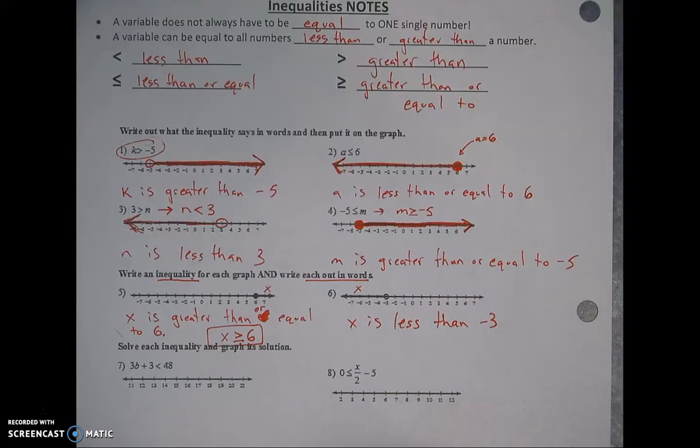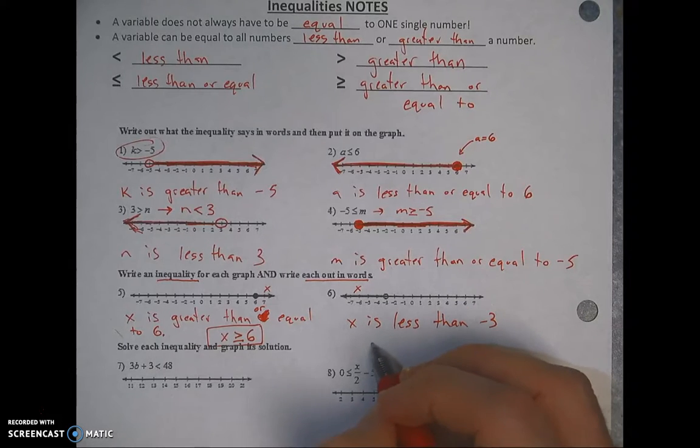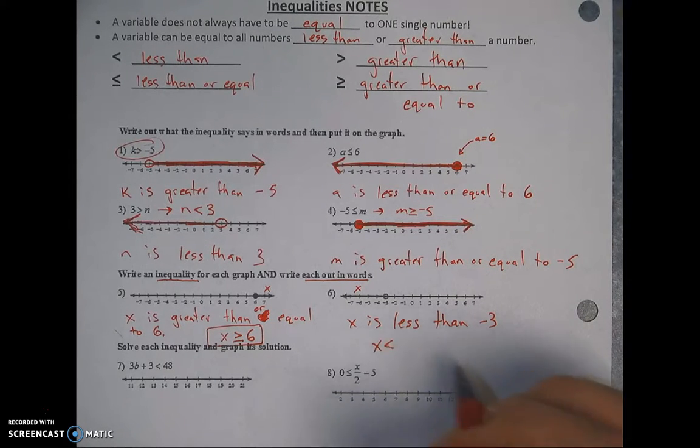So how would I write this out in symbols? Start with your variable, x is. Less than means it's pointing away. -3.